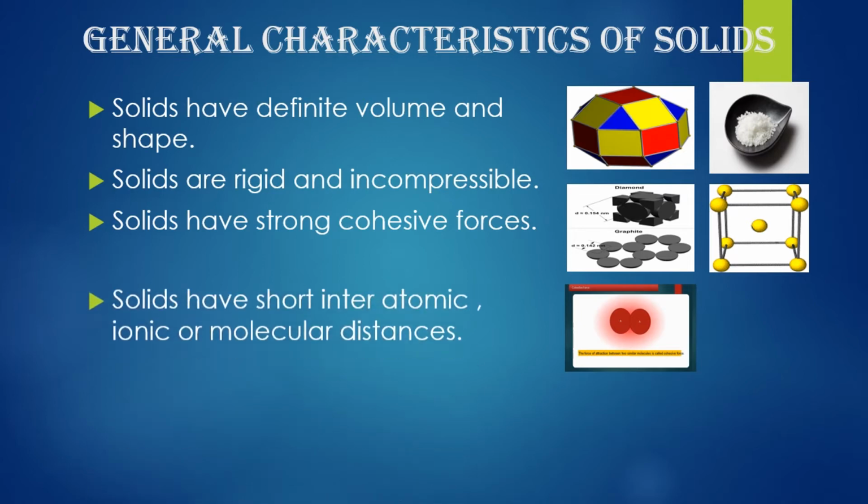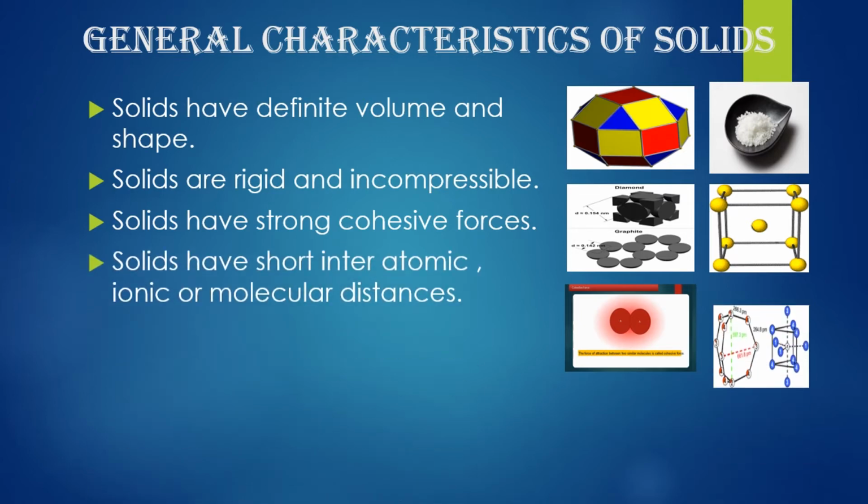Then solids have short interatomic, ionic or molecular distances. You can take the example of diamond. In diamond, the carbon atom is tetrahedrally bonded, where the carbon-carbon bond distance is 0.154 nanometer, or 1.54 angstrom. Likewise in graphite, the bond distance or atomic distance is 0.142 nanometer or 1.42 angstrom.